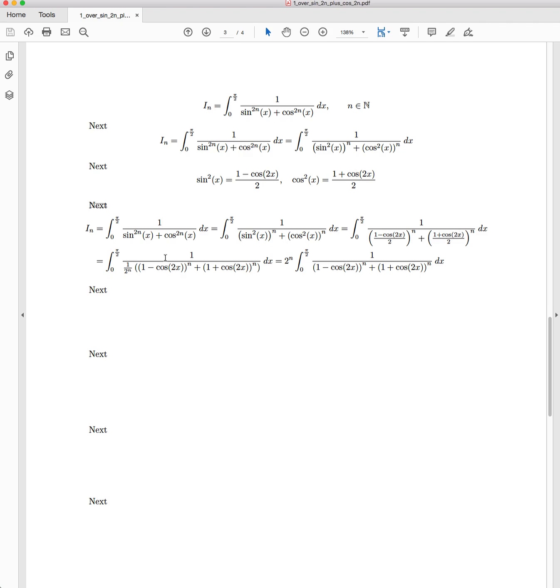Okay, on the next step, we have a common denominator of 2 to the power of n, so I've just brought that out the front. What's left is the numerator terms: 1 minus cos of 2x to the power of n, and 1 plus cos of 2x to the power of n. Again, a very simple step. Division by a fraction is the same as multiplication by its inverse, so that becomes 2 to the n over 1, or 2 to the n. As it's a constant, we're bringing it out the front, and then we have what we have here.